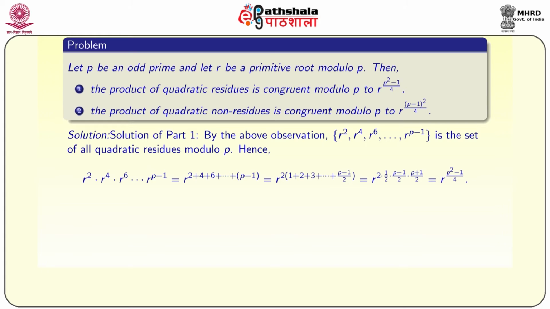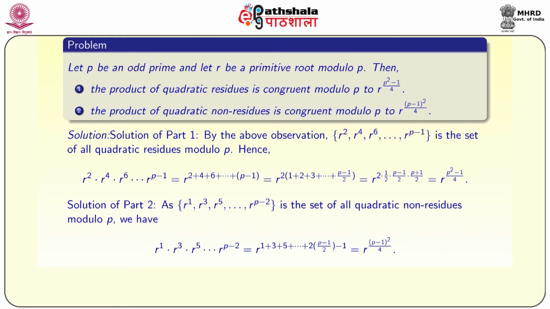By the above observation, r square, r power 4, r power 6 and so on, up to r power p minus 1, all even exponents, is the set of all quadratic residues modulo p. Hence, we have r square into r power 4 into r power p minus 1, the product of all quadratic residues, which is equal to r power 2 plus 4 plus 6 and so on plus p minus 1, that is equal to r power 2 times (1 plus 2 and so on up to (p minus 1) by 2). So, that is equal to r power (p square minus 1) by 2 times (p square minus 1) by 4. So, we got the required result for the first part.